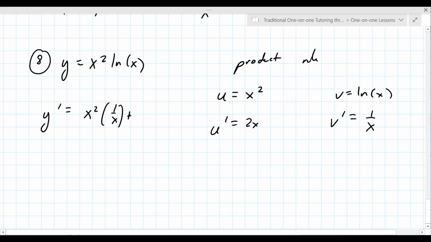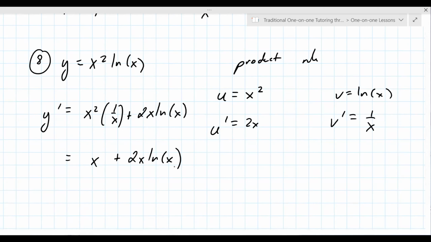Okay. So part of what you were telling me earlier was correct. It's just that you were potentially going to miss some of the important stuff here. I was about to miss all of the important stuff. Yes. So it turns into x plus 2x ln x.